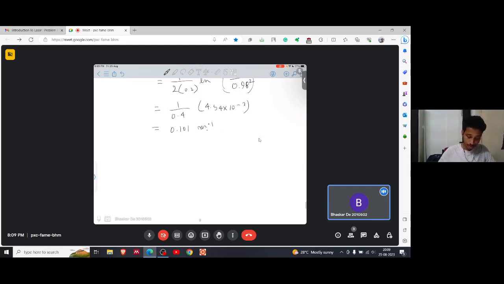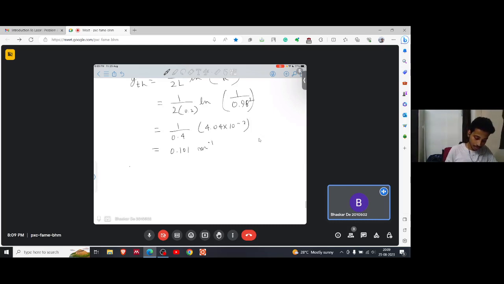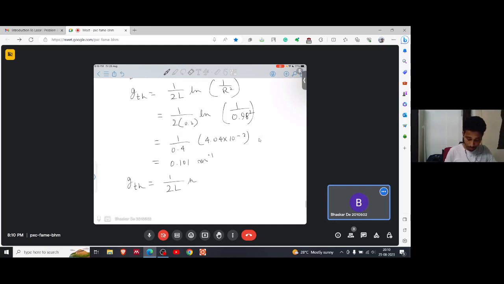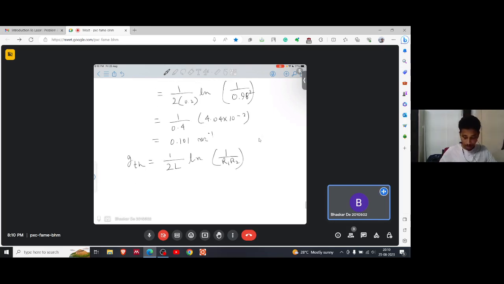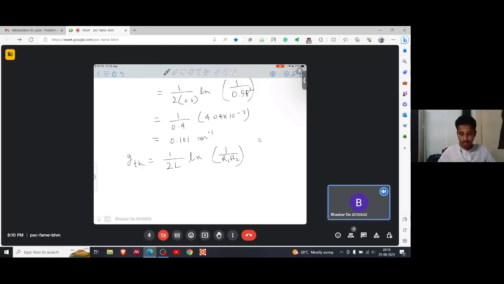So in this context there can be another form of the formula. If there are no other losses, then this can be 1 by 2L ln 1 by R1R2. So here basically no other losses are considered, but the reflectivities of the two mirrors are different. One has a reflectivity of R1 and another has a reflectivity of R2.